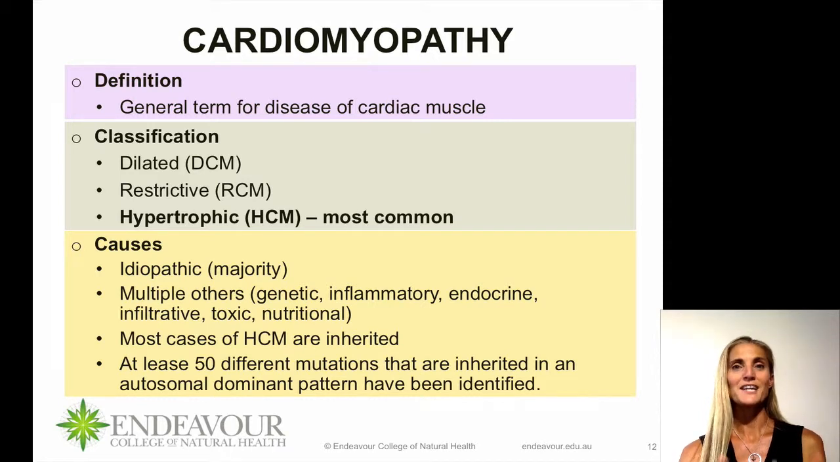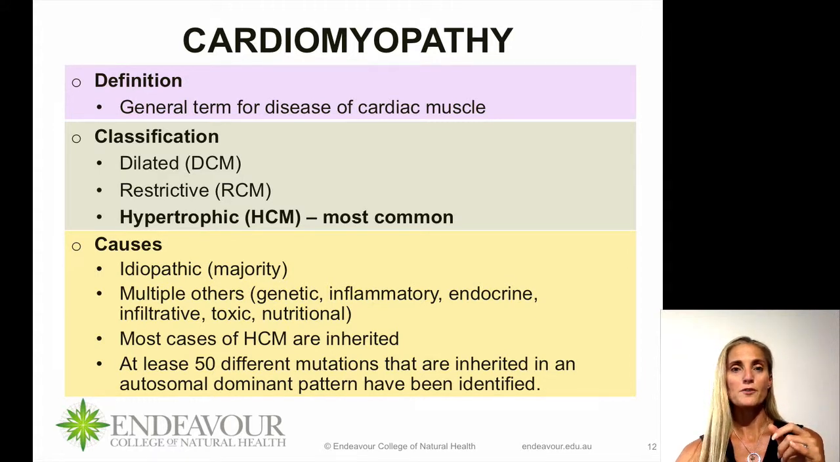Now, the definition for cardiomyopathy: this is a general term that is used to describe diseases of the cardiac muscle. There are a number of classes here of cardiomyopathy. So dilated cardiomyopathy, this is dilation and impaired contraction of the left ventricle, but there's no increase in wall thickness. With restrictive cardiomyopathy, this is rare. It's when you see impaired ventricular filling because the ventricles are stiff.